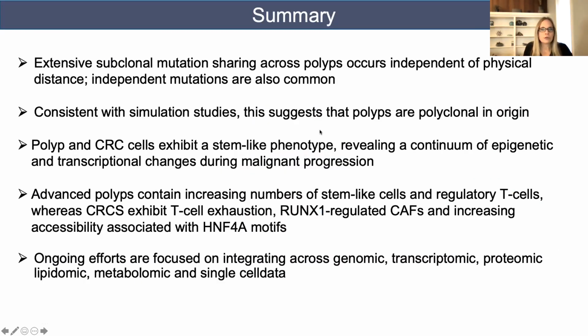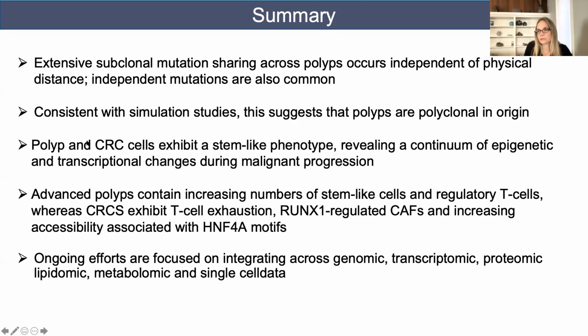And so what I've shown you here is that, leveraging whole genome sequencing across multiple polyps from the same donor, we find evidence for extensive subclonal mutational sharing. This occurs independent of physical distance. Independent mutations are also common and sometimes give rise to these long branching trees within a particular location. And through simulation studies, we're able to demonstrate that the patterns of subclonal sharing that we observe tend to be consistent with the model in which the polyps are of polyclonal origin. And this suggests intriguing patterns of how mutations are shared during the expansion of and progression to invasion.